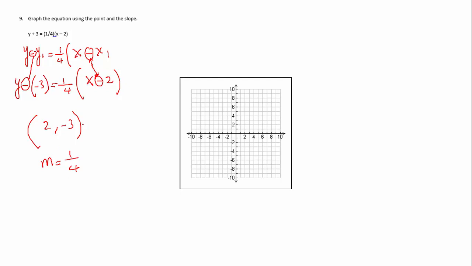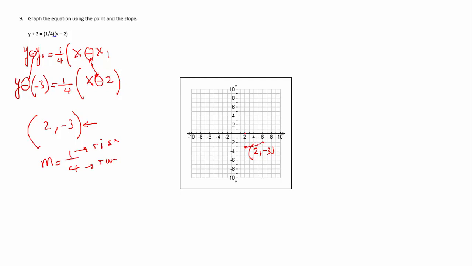Start by plotting the point 2, negative 3. So this is 1, 2. Down 1, 2, 3. This is the point 2, negative 3. We always start by plotting the x coordinate, then we plot the y coordinate, and this is 2, negative 3. Now we're going to rise 1, and we're going to run 4. So let's rise 1 and run 4. 1, 2, 3, 4. And we're done.